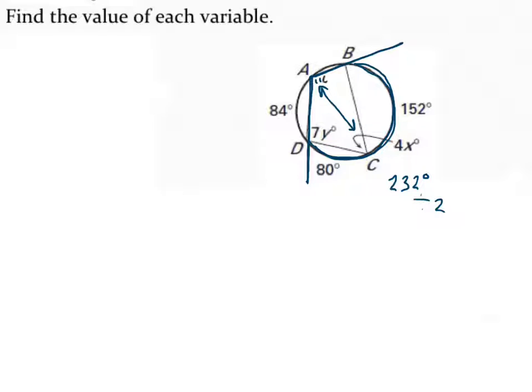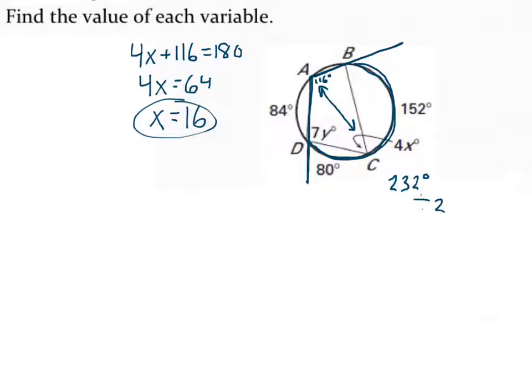So now I can go ahead and use the fact that opposite angles are supplementary. But without using that inscribed angle, this problem would be impossible to do. So let's go ahead and write our equation now. Now it's not bad at all to solve. 4x plus 116 has to be equal to 180. If I subtract 116 from both sides, I get 4x is equal to 64. And then dividing both sides by 4, I find out that x is equal to 16.